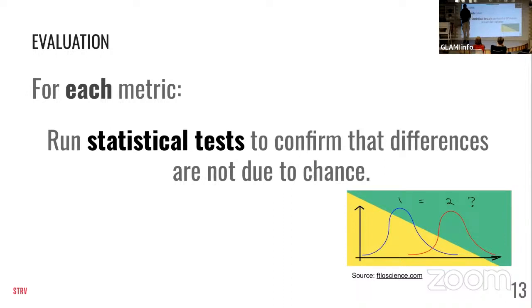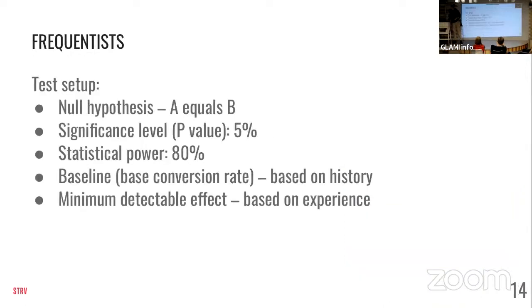give you some information about whether these results are statistically significant. So there are basically two approaches. The frequentist approach: there is a test setup with the so-called null hypothesis. I won't show any formulas, don't worry.